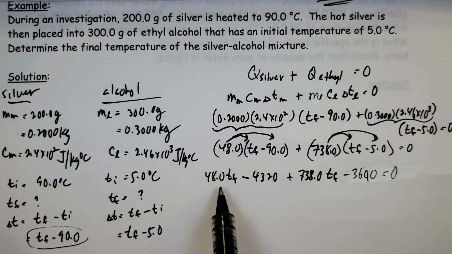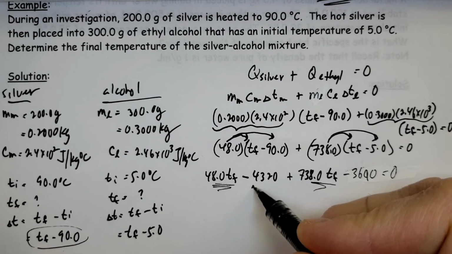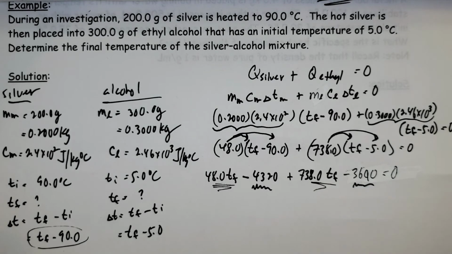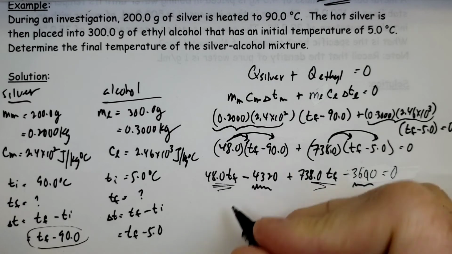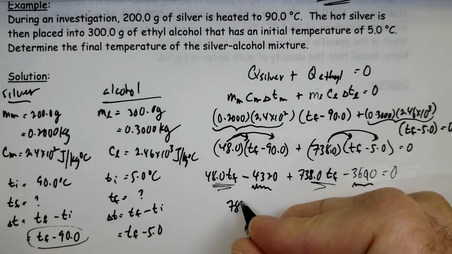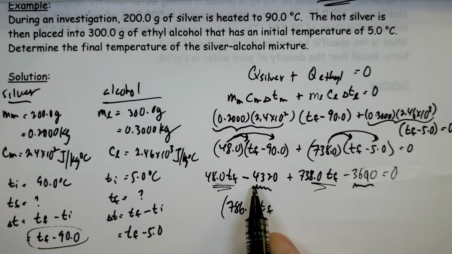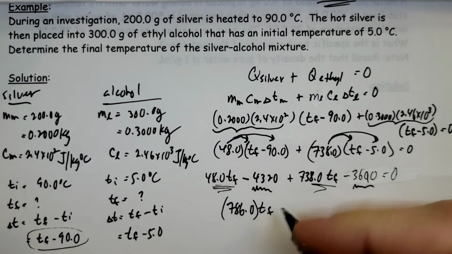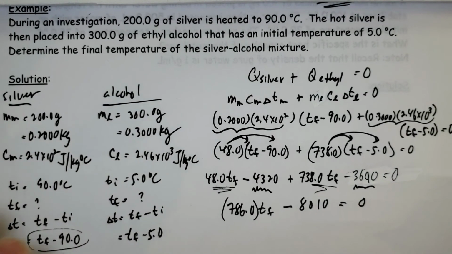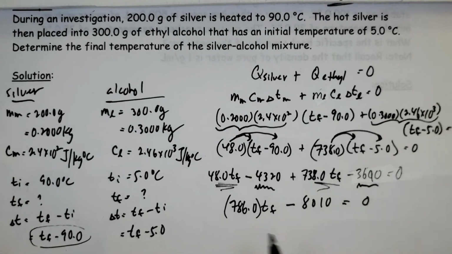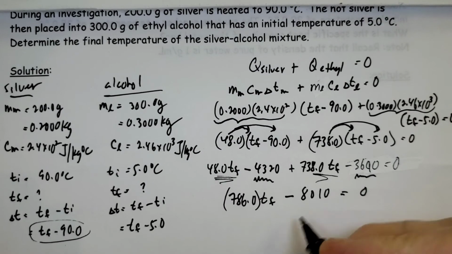All right, so I have some common terms here. I have TF terms that I can combine together. And I have two terms that don't have a variable. So 48 and 738 gives me 786. And then negative 4320 and a negative 3690 gives me negative 8010. Okay, so again, you can see it's a little more manipulation here, distributing, but you can definitely do it.